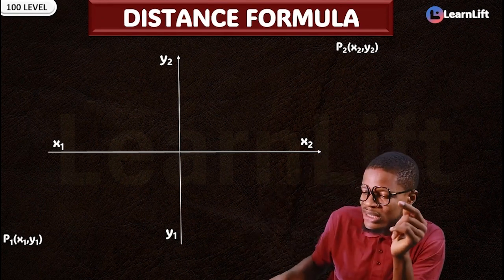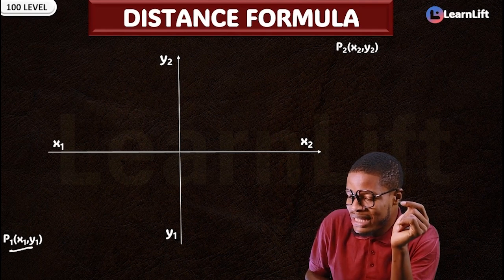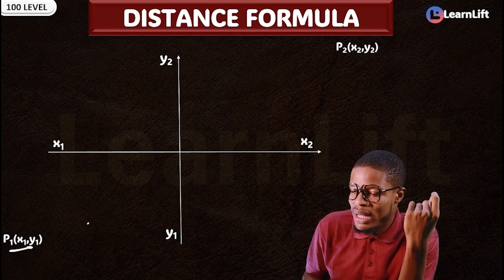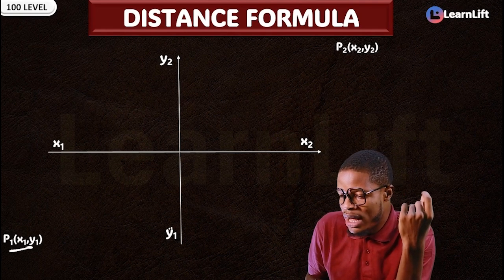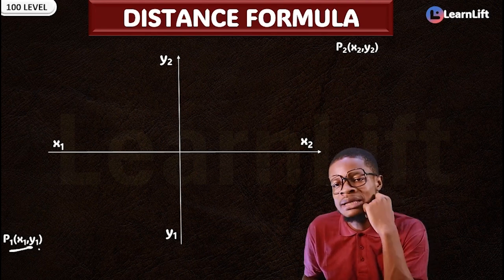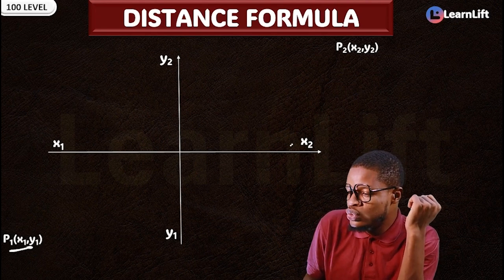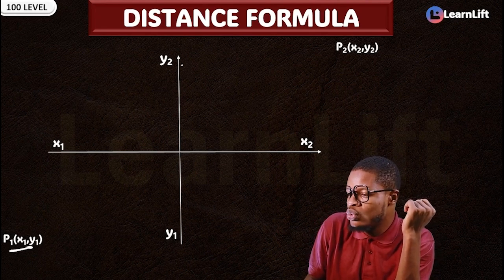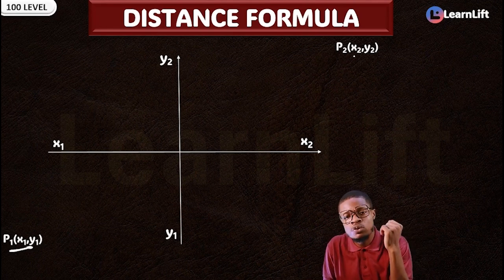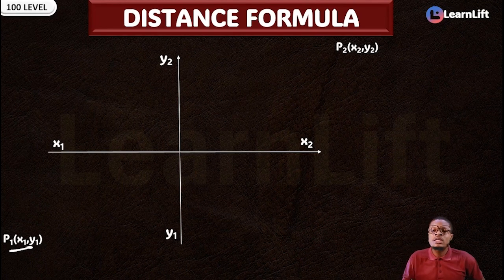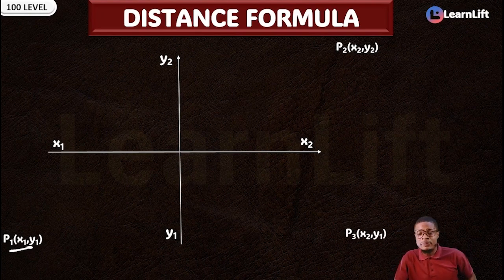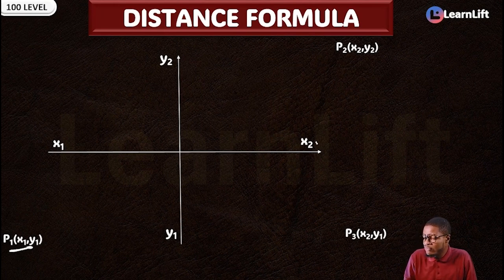Why do we call this one P1 and give it the coordinates x1, y1? The reason is this is your x1, this is your y1, so x1, y1 belong to P1. This is your x2, this is your y2, so x2, y2 belong to your P2. What if I call this one here P3? You might rush and give it x3, y3, but it's not like that. The coordinate for P3 is going to be x2, y1. You see the reason why, right?